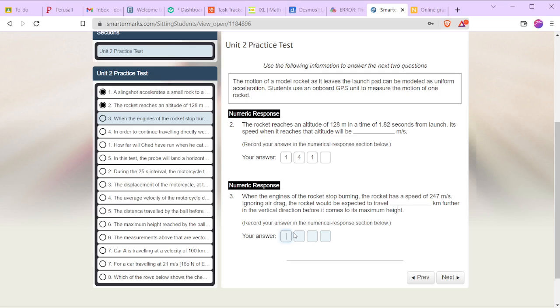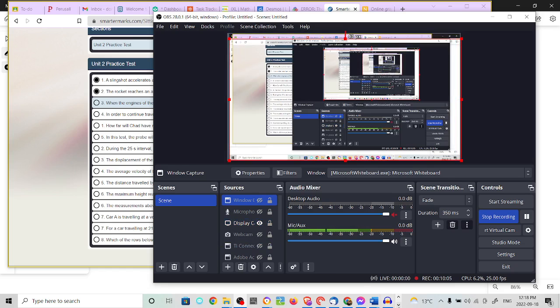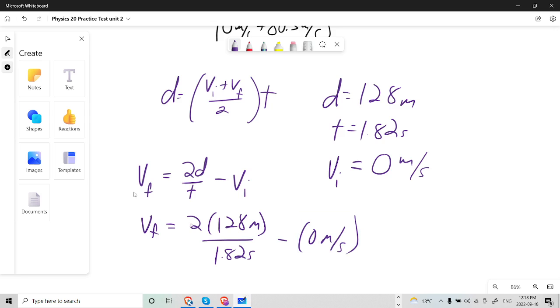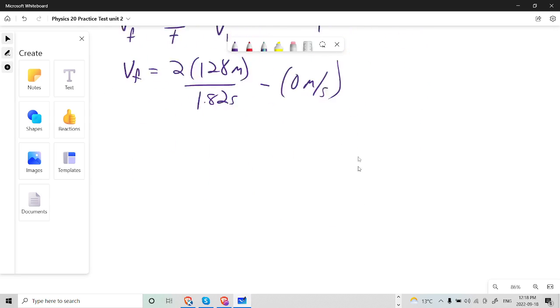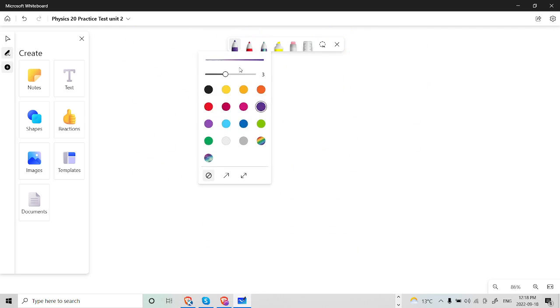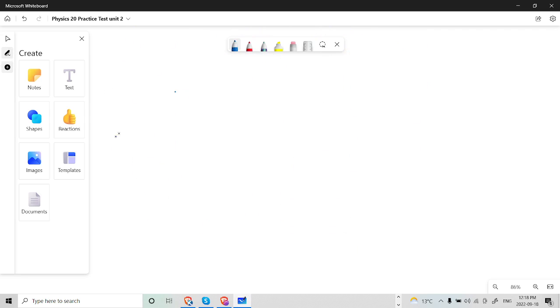Ignoring air drag, the rocket would be expected to travel how many kilometers further in the vertical direction before it comes to maximum height? So this is one without the rockets and ignoring air drag, the only acceleration is the acceleration due to gravity. And this one, we don't know, nor do we need to know, how much time has elapsed. So in this one, changing colors again, as we separate the questions.